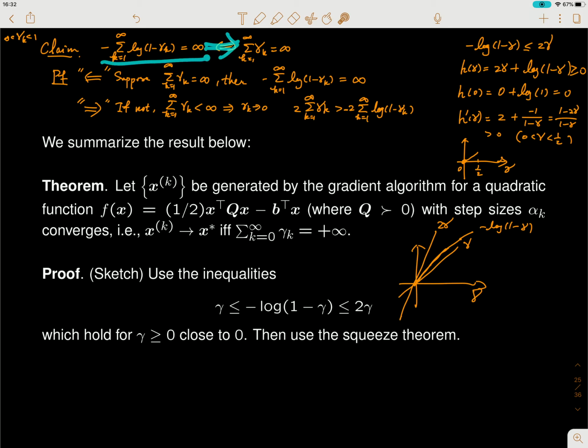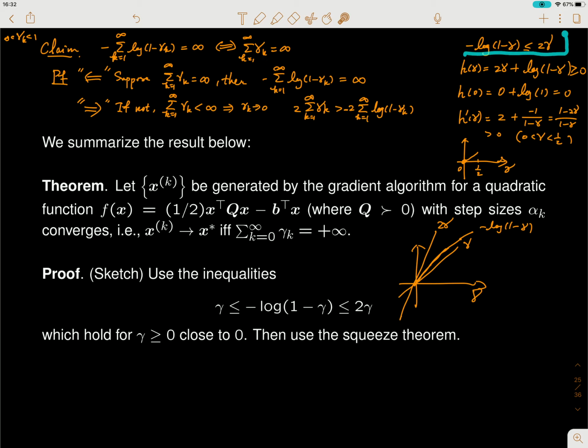So we want to show that this is infinity implies that this is infinity. And what we're doing here is that if this right hand side is not infinity, but the left hand side is infinity, and what happens is that the right hand side is infinity implies that starting from some capital K, this gamma K will be close to 0. Say it's between 0 and 1/2.